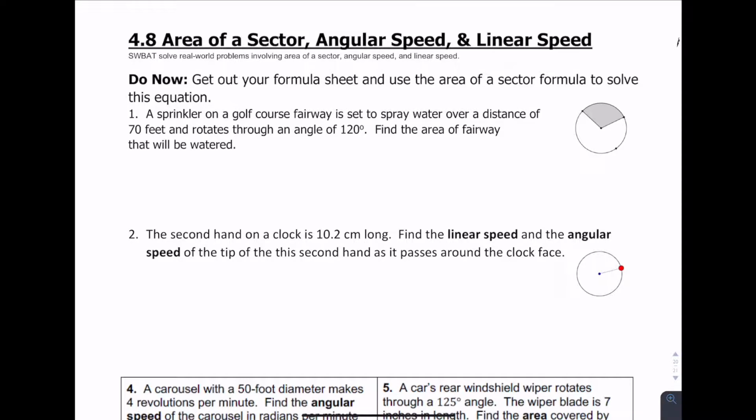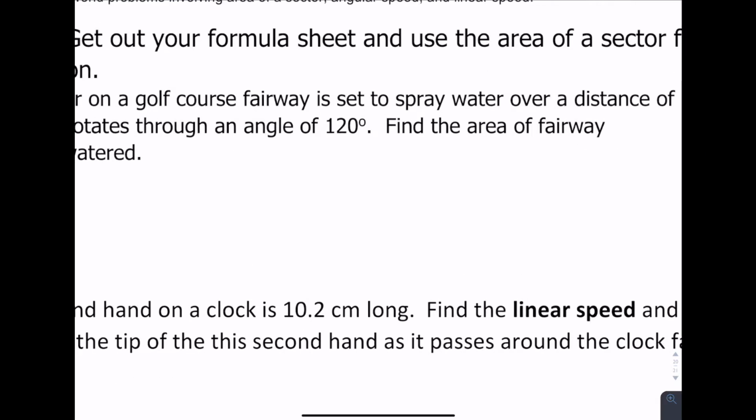A sprinkler on a golf course fairway is set to spray water over a distance of 70 feet and rotates at an angle of 120 degrees. Find the area of the fairway that will be watered. So always convert from degrees to radians. So 120 degrees is the same thing as 2 pi over 3. So make sure you know that.